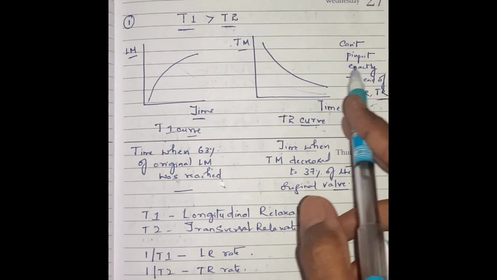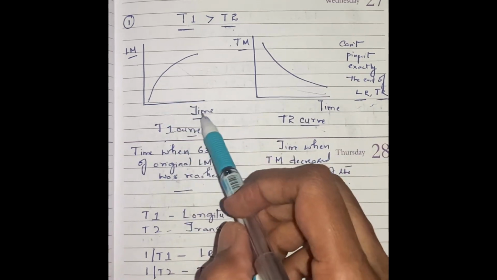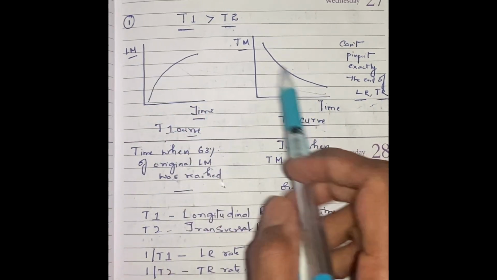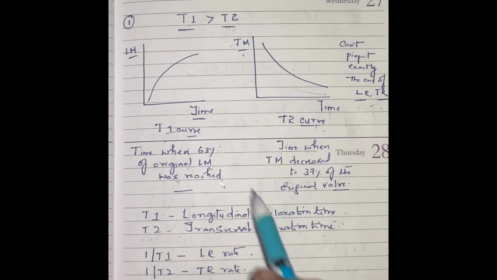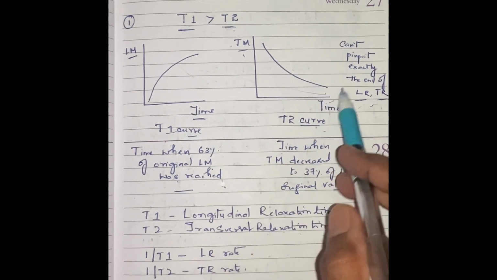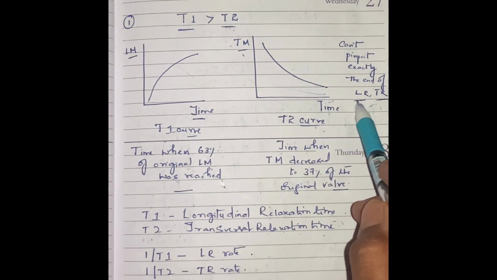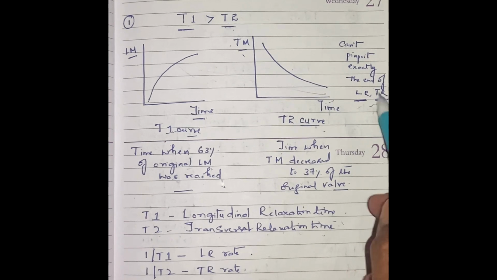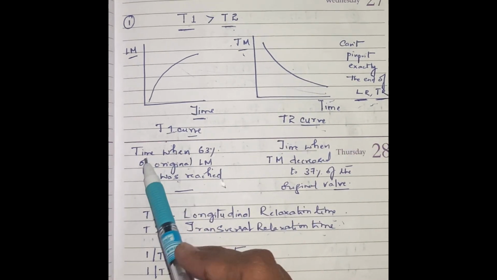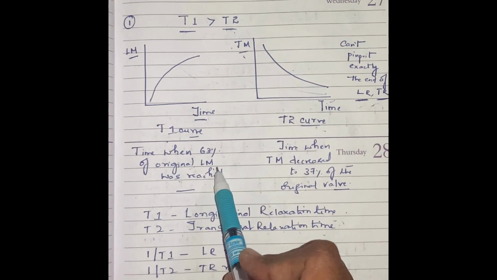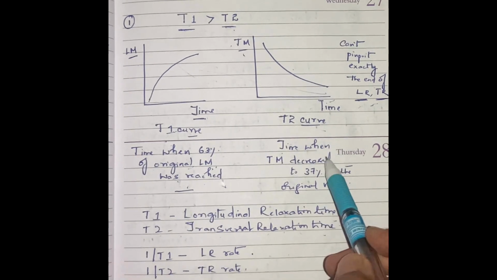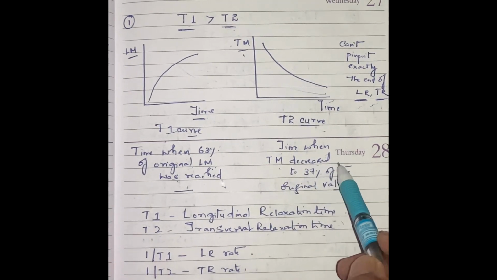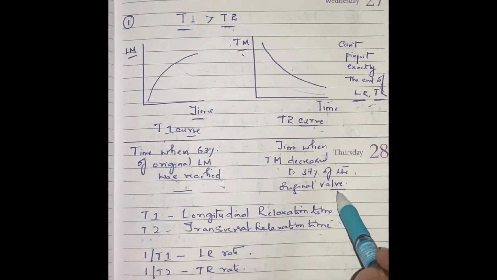So we can just tell, when you plot a curve with time and longitudinal magnetization, or time and transverse magnetization, this is a T1 curve, this is a T2 curve. As we cannot pinpoint exactly the end of longitudinal relaxation or transverse relaxation, here we can define T1 as the time when 63% of the original longitudinal magnetization was reached. Here, T2 is the time when transverse magnetization decreased to 37% of the original value.